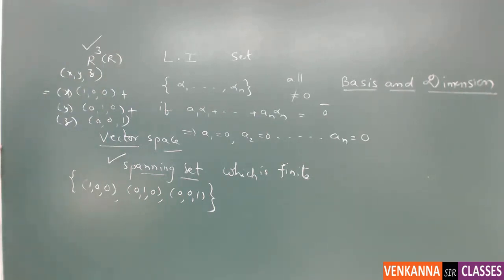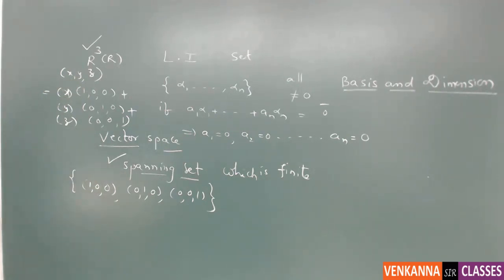Not only the vectors of the form 100, you can have other vectors which are also spanning sets. The significance of a spanning set is that whatever vector you take in the vector space can be represented as a linear combination of vectors in that set. That is the main significance of a spanning set.